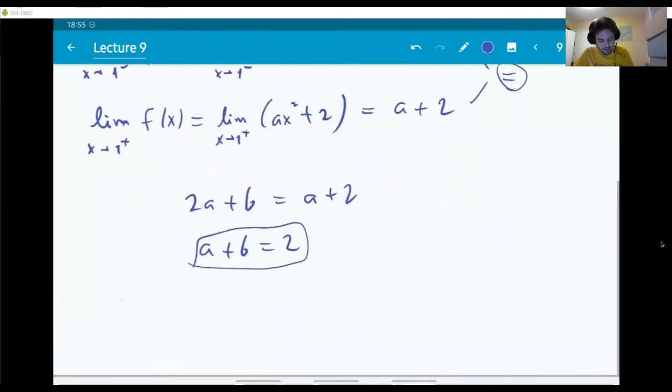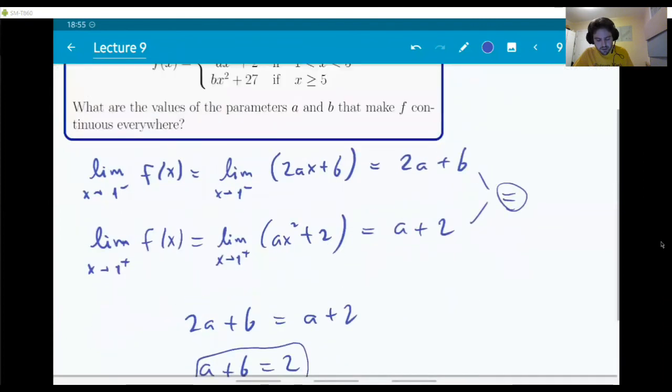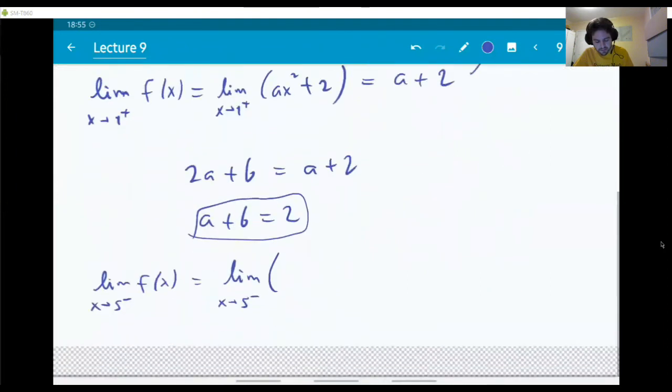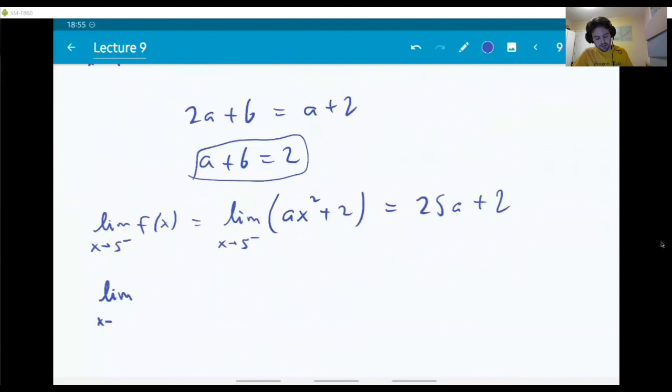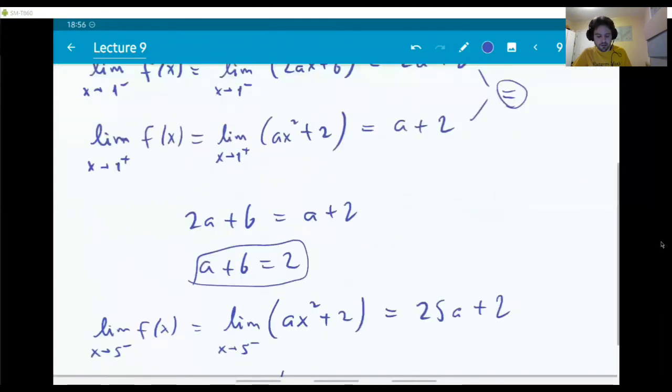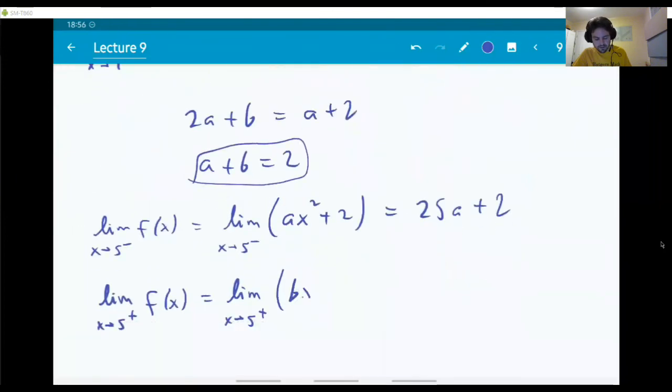So let's do that. What is the limit as you approach 5 from the left? Then you're looking at the expression ax squared plus 2. Plugging in x equals 5 gives you 25a plus 2. Meanwhile, for the other limit, if you are to the right side of 5, the expression is bx squared plus 27. And this is 25b plus 27.